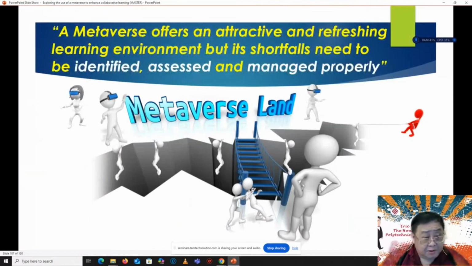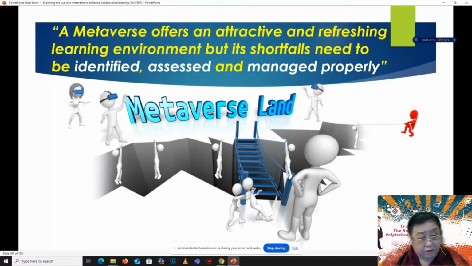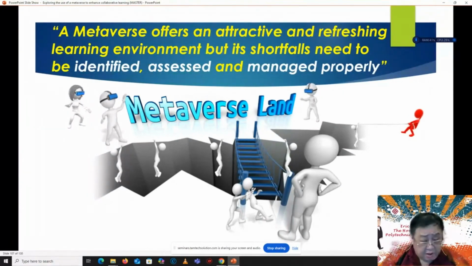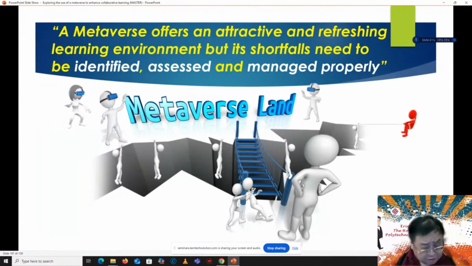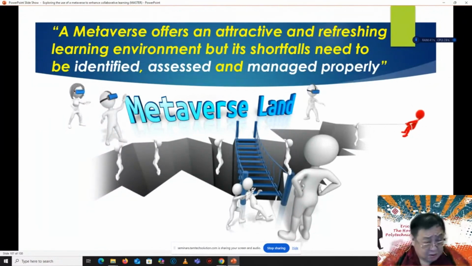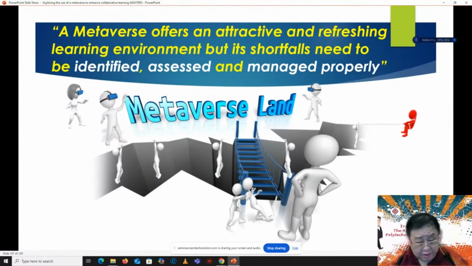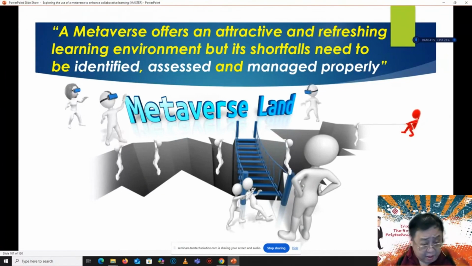All right, so just to wrap up this seminar, Metaverse offers an attractive and refreshing learning environment. There's no doubt about it, but the shortfalls still need to be identified, assessed, and managed properly before we use it for teaching and learning. We can start, and we should start using it now, but we must know the strength as well as the weakness. It's more important to know about its weakness than the strength at the moment. Otherwise, you will cause disillusionment and also increase the chance of failure.